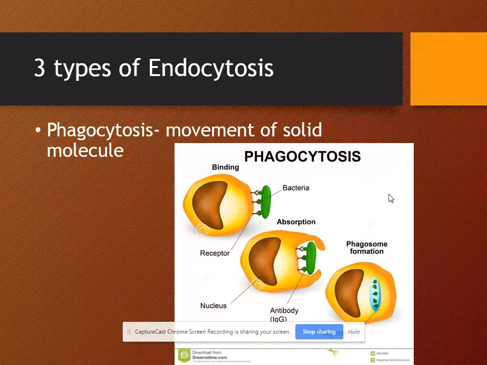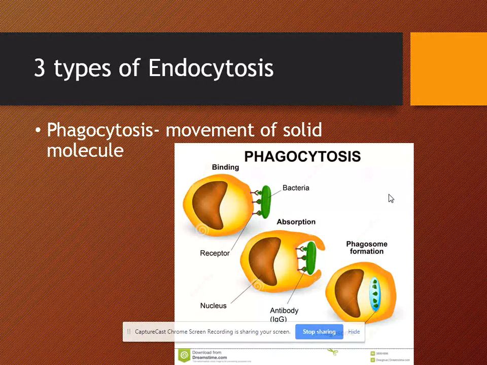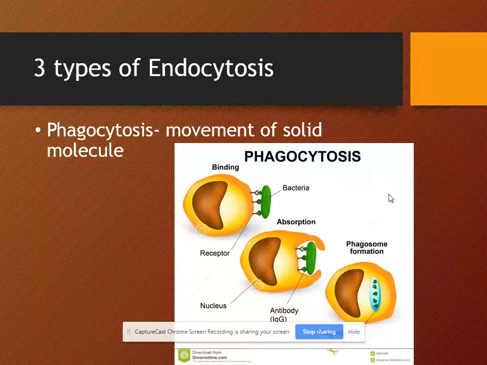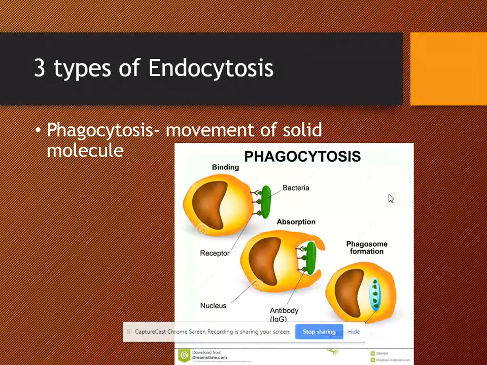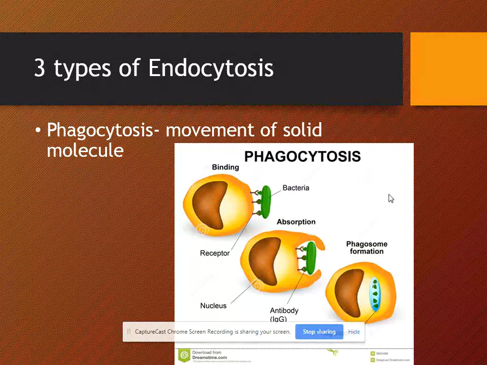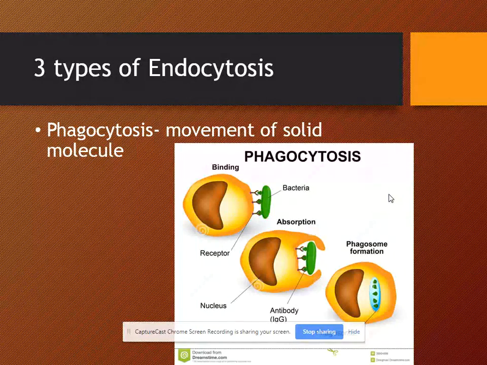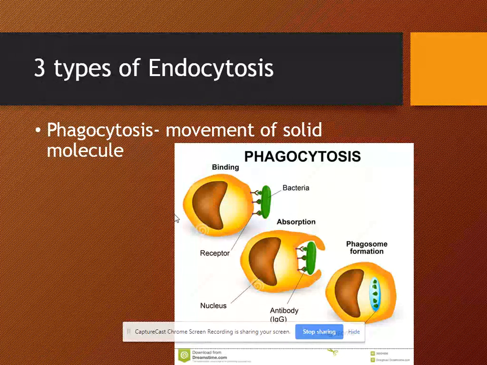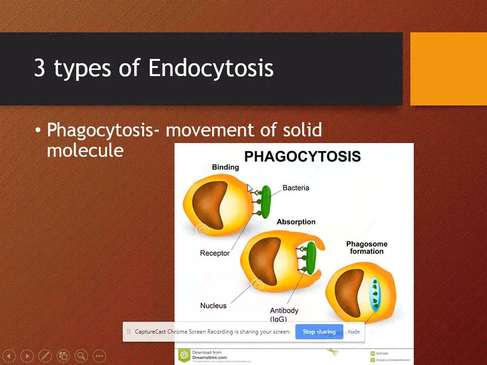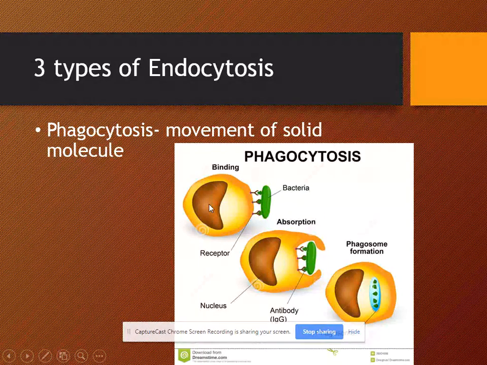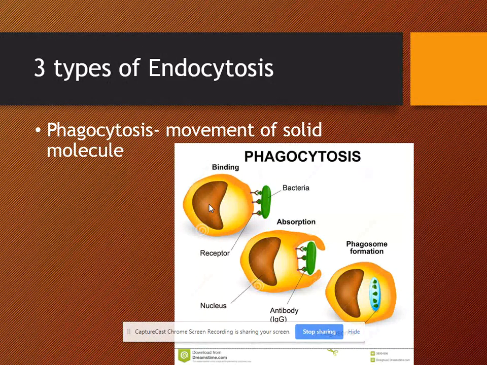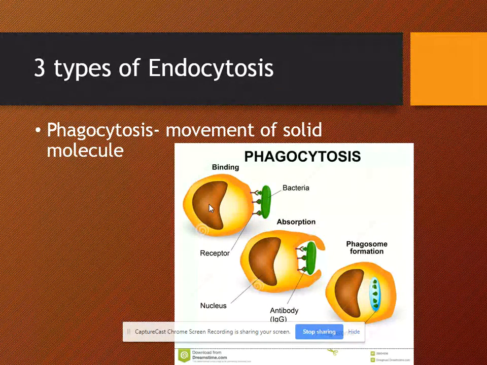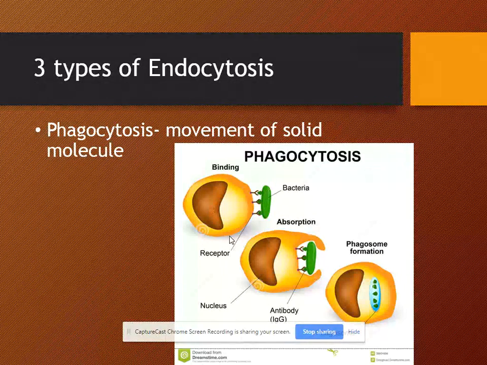Now, there are different types of endocytosis. The first one is phagocytosis. It comes from the Latin word which means to eat. So this is movement of a solid material. An example I have right here is white blood cells. They will devour bacteria, which is how they destroy them. They'll form a vesicle, and those vesicles will move to a lysosome and destroy the parts.